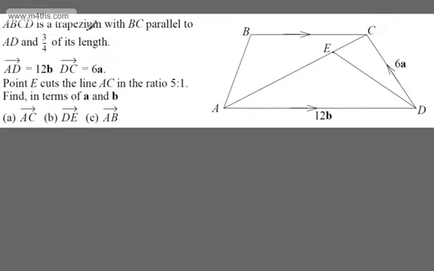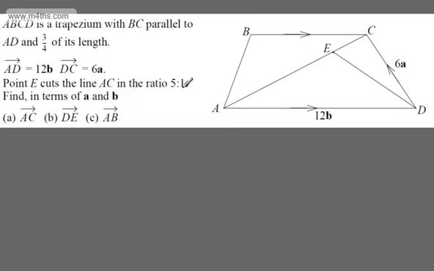ABCD is a trapezium with BC parallel to AD and 3/4 of its length. So here's BC and here's AD. AD is equal to 12b, DC is equal to 6a. Point E cuts the line AC in the ratio 5:1. We need to find, in terms of a and b, AC, DE and AB.